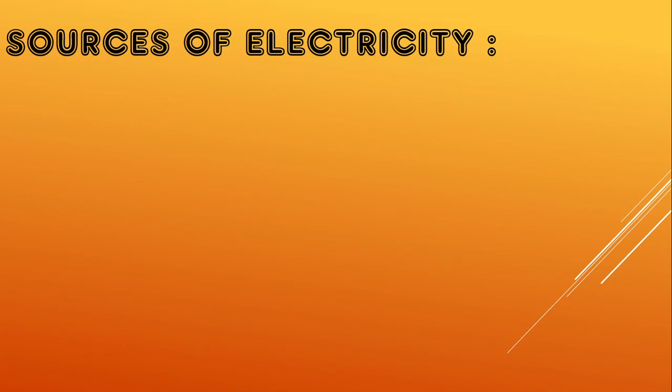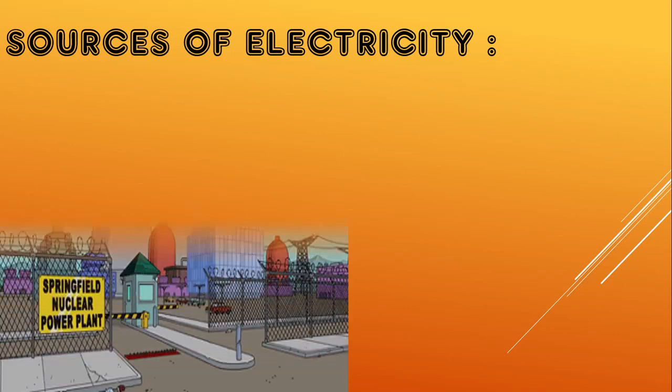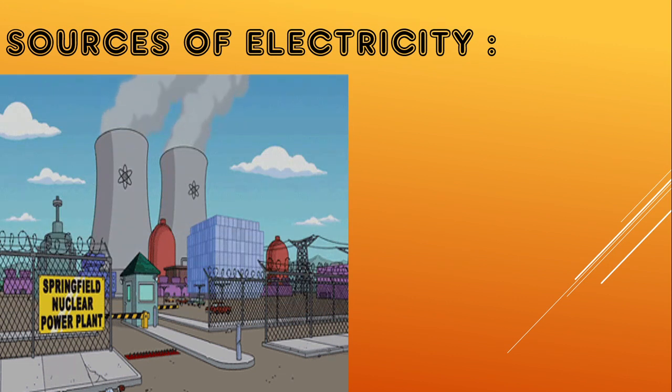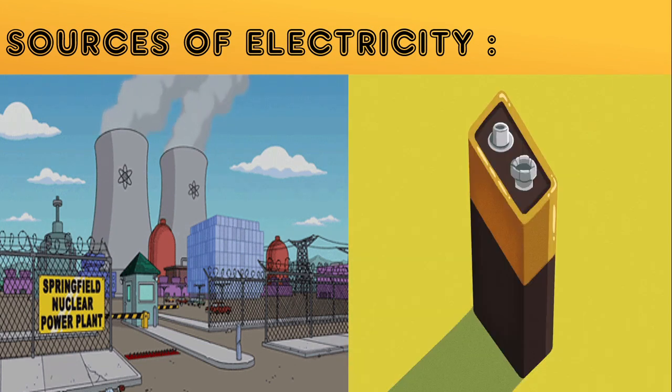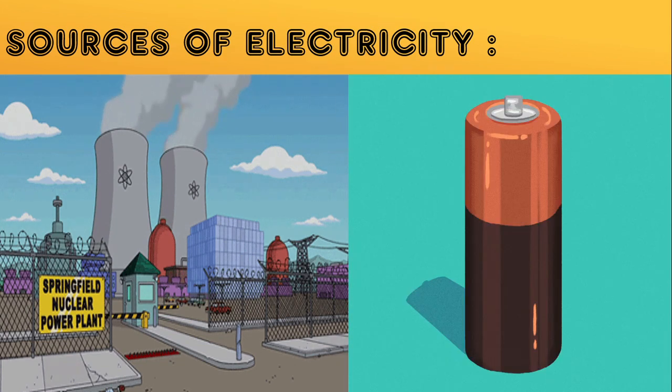Sources of electricity. A device that can be used to produce an electric current is called a source of electric current. For large scale production, a power station is used. Common sources of electric current are cells and batteries, which come in various shapes and sizes.